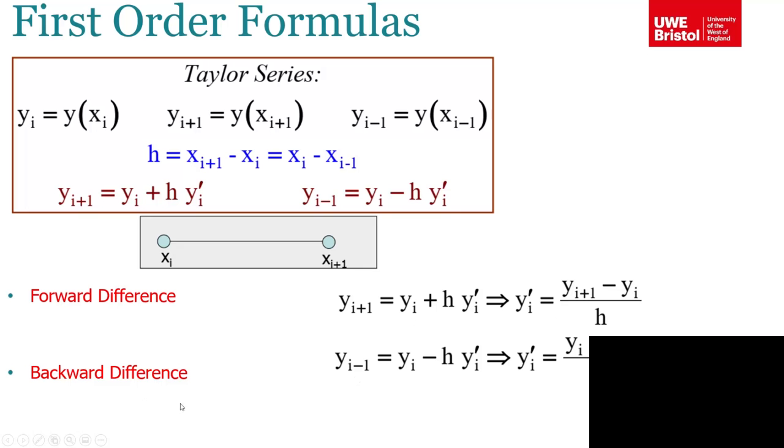And for the backward difference scheme, you go backwards: y_{i-1} is equal to y_i minus h times y_i', and your y_i' would be y_i minus y_{i-1} over h. This diagram represents only the forward differencing. If you want backward differencing, you will have to have x_i here and x_{i-1} here.